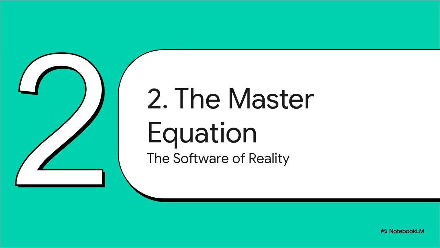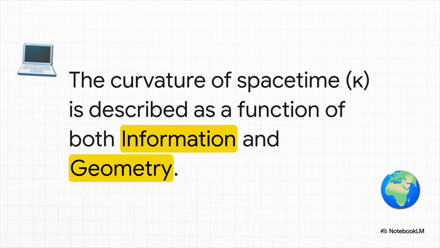Okay, so if the strings are the hardware, you gotta ask, what's the software? Well, the theory proposes a single, powerful master equation that governs the whole show. And here it is, the engine of the whole theory. This equation has this fascinating duality. It suggests that the curvature of spacetime, let's call it kappa, can be described in 2 totally equivalent ways, either as a function of information or as a function of geometry. They're like 2 sides of the same coin. It means you can look at the universe as a giant computer processing information or as a physical system of objects pulling on each other, and you'd be equally right both times.